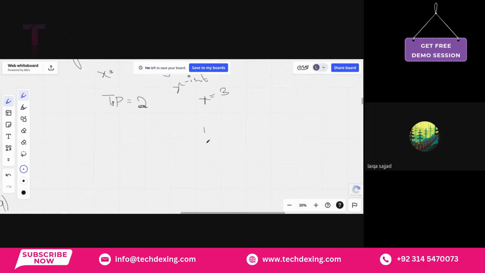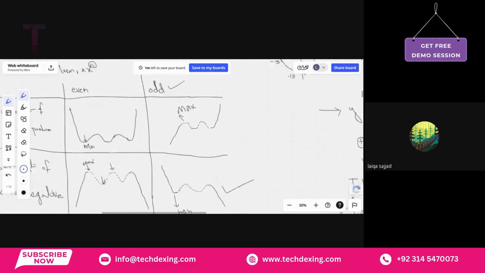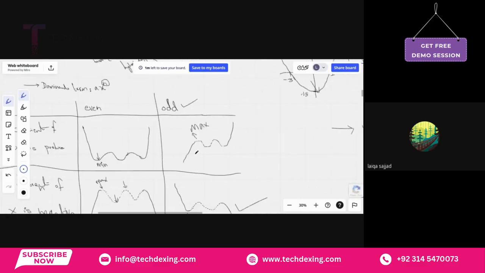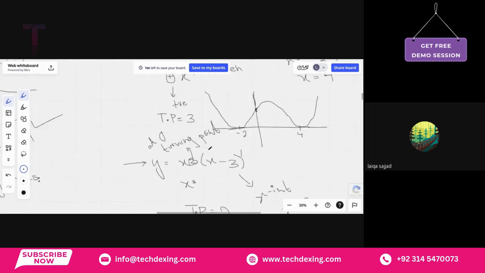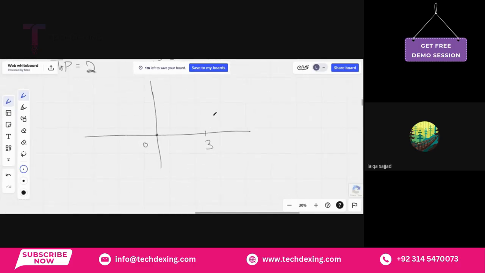So if we draw it, at this point where the value for x is equal to 3, we will have it as an intercept, and this is the origin where the value for x and y, both of them, is 0. You have to start drawing it from this end because the coefficient is positive, so we will start drawing it from here. You will pass it through here.